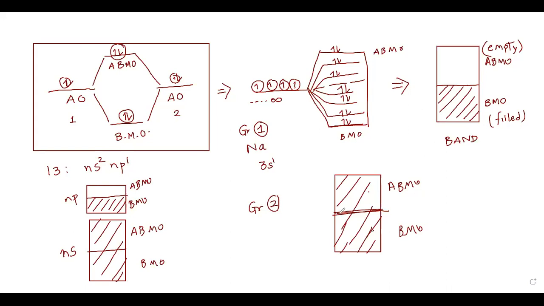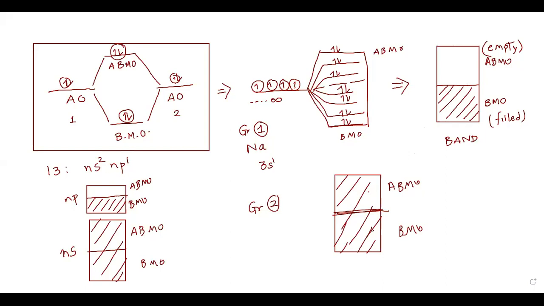We need to know these three cases: sodium or group 1, group 2, and group 13, aluminium and boron. This has been explained in your GTB, but without any diagram. They have given paragraphs on sodium, magnesium, aluminium. Those who want can take a screenshot. Or I want you to remember right now where BMO is filled and where ABMO is empty.